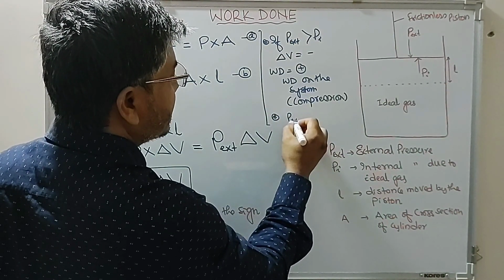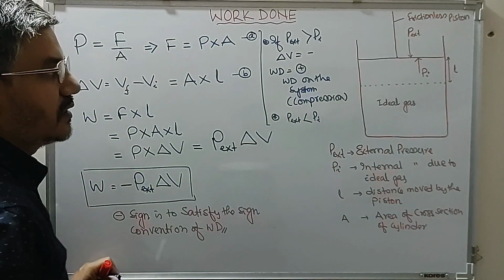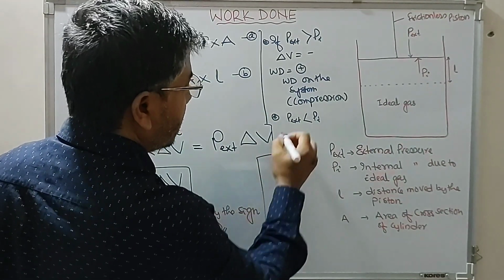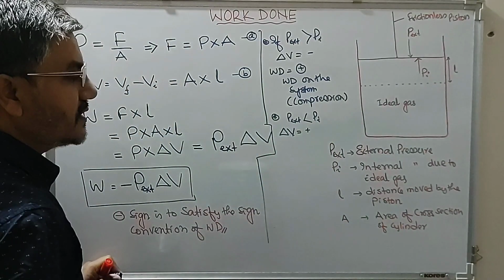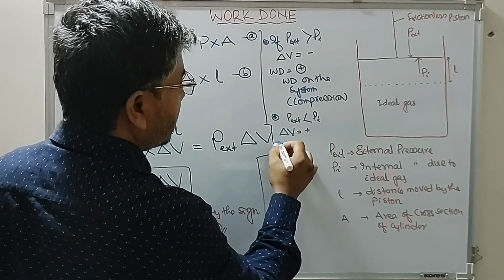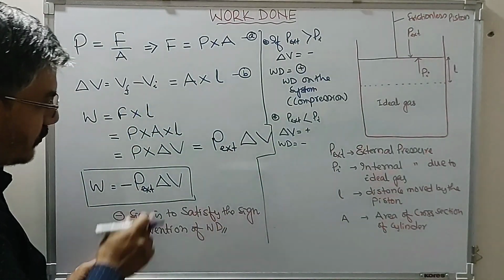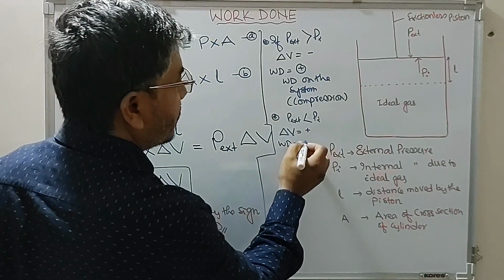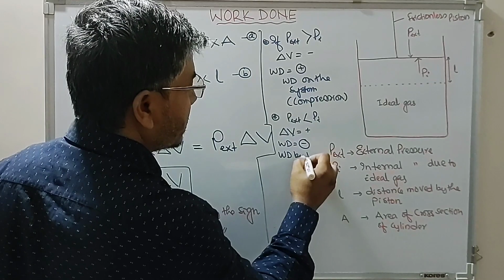If P external is less than P internal, then there is an increase in volume. If volume is increased, then work done is negative. So delta V will be positive, work done will be negative. Work done negative means work done by the system.